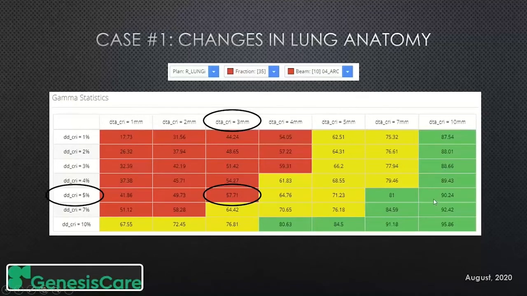The green, of course, is above threshold. The yellow is borderline threshold. And then the red would be failures. And it's pretty obvious. For example, if I use this very first one here, 17.73, that's with the dose constraint of 1% and a DTA of 1 millimeter. Almost all pixels will fail that. Oppositely, if I go to the far right-hand corner, a dose threshold of 10% and 10 millimeters, almost all of the gammas will pass. All of the pixels will pass that gamma.